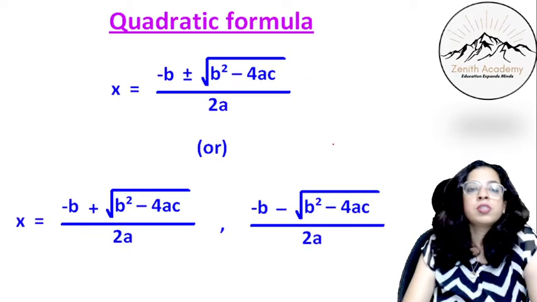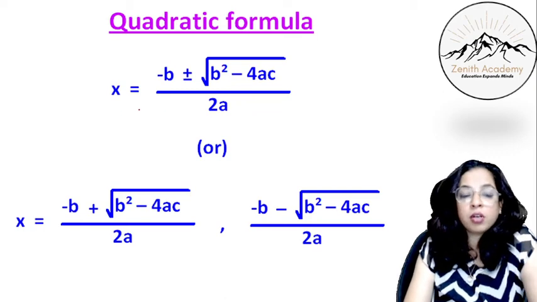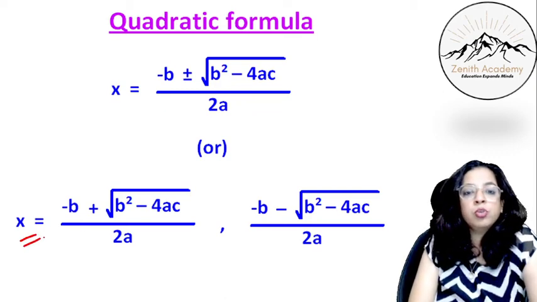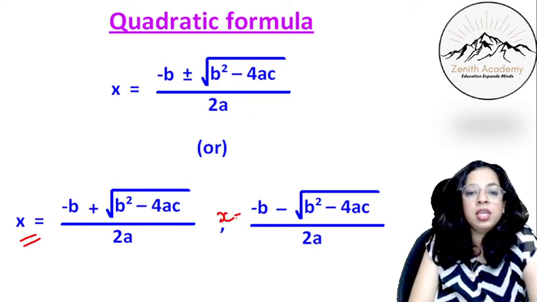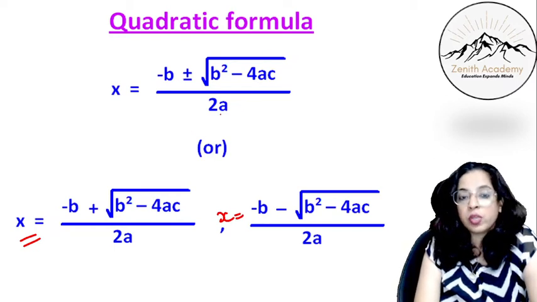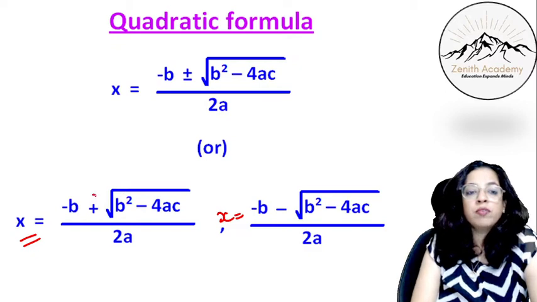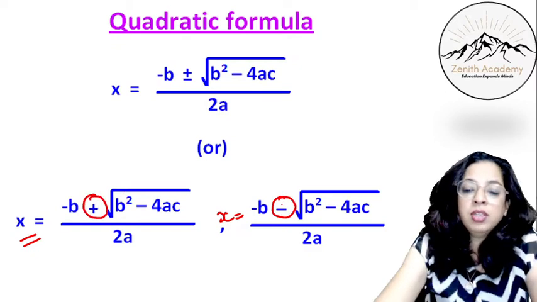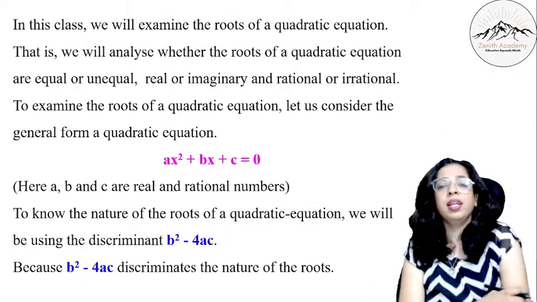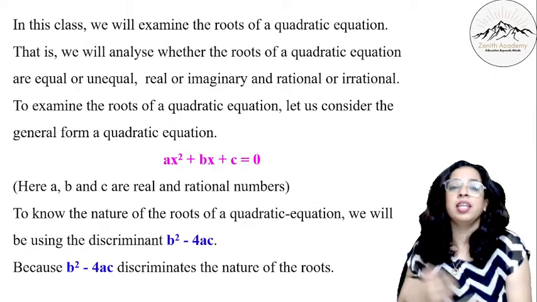If you see this quadratic formula, these are the two roots. So x can be equal to minus b plus minus square root of b square minus 4ac by 2a. In one of the roots we take plus, in another root we take minus. Now depending on this, how do we determine the nature of the roots?